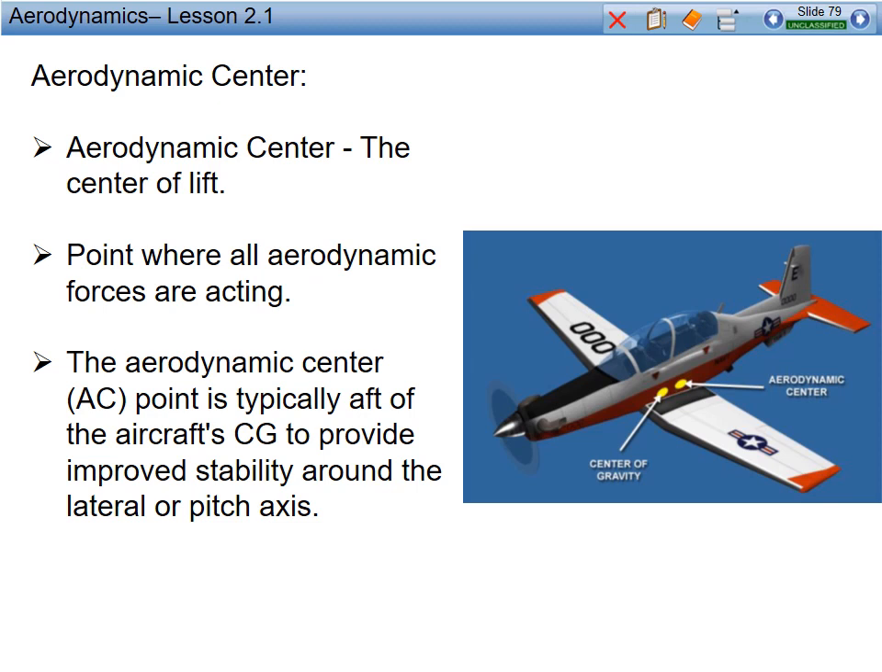The aerodynamic center is the center of lift, the point where all aerodynamic forces are acting. The aerodynamic center is typically aft of the aircraft's CG to provide improved stability around the lateral or pitch axis.